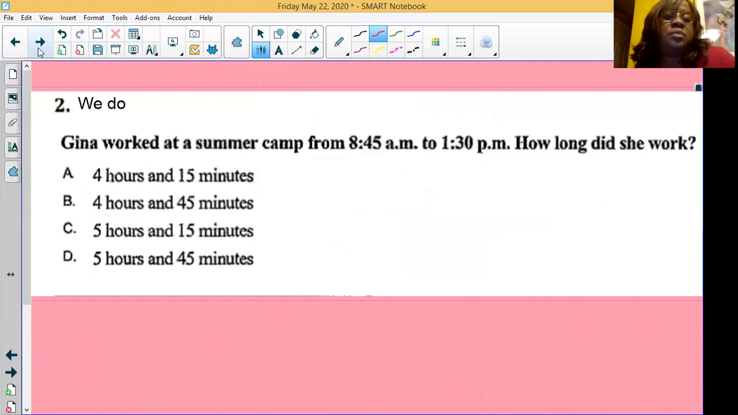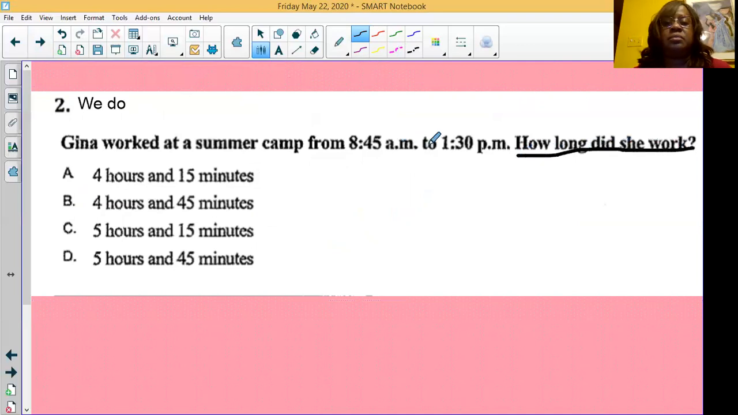Your next problem is a we do. It says Gina worked at a summer camp from 8:45 a.m. to 1:30 p.m. How long did she work? Okay, go ahead and cube your problem. So you should underline how long did she work.